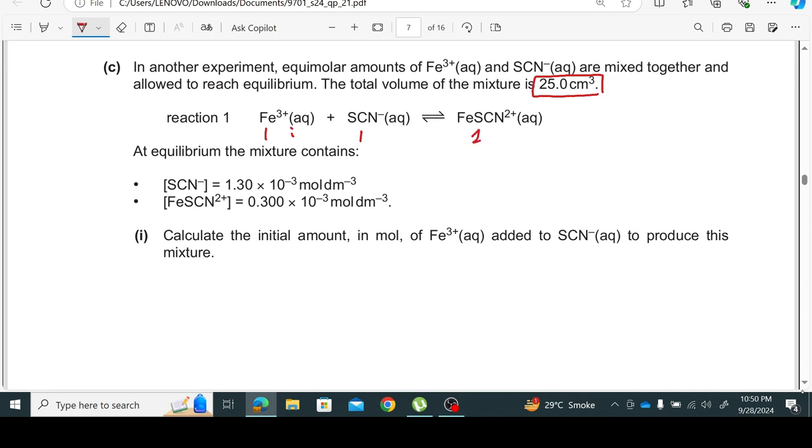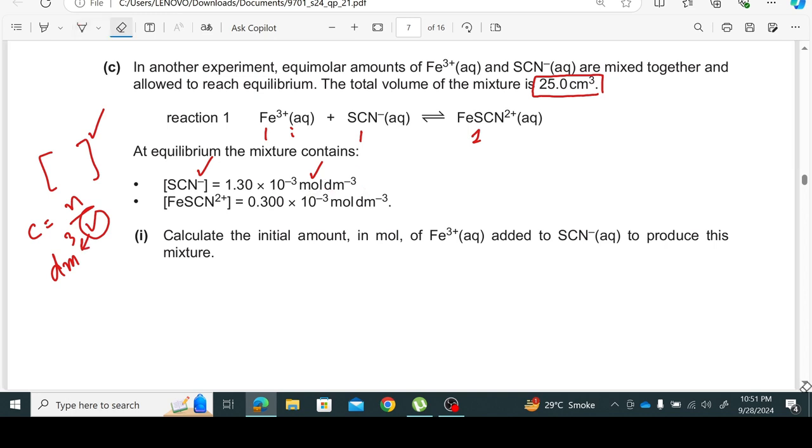If you find the moles of one, you can easily predict the other. Concentration is given. In chemistry, if something is in brackets, brackets mean concentration, which is equal to moles over volume. The volume is used in decimeter cube, so concentration is moles per dm3. It means their concentrations are given. So now try to solve this question.